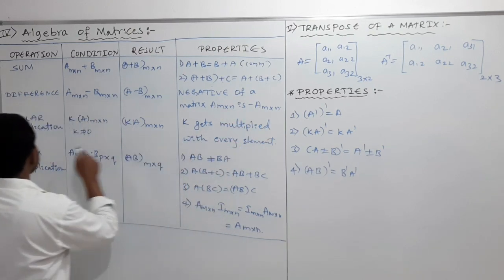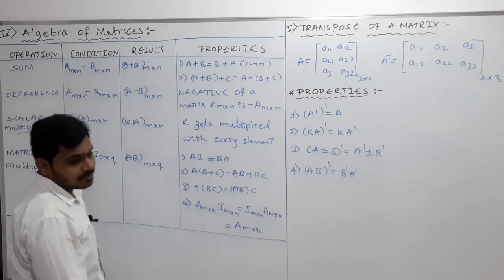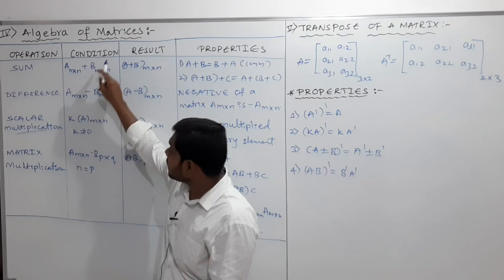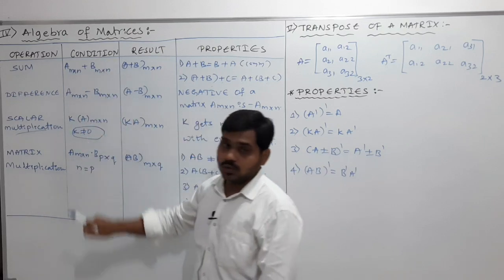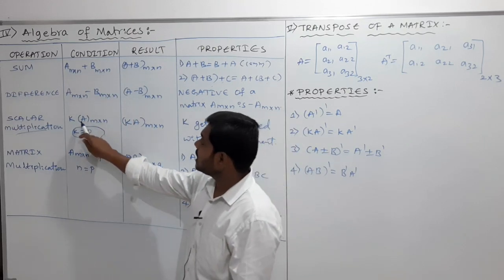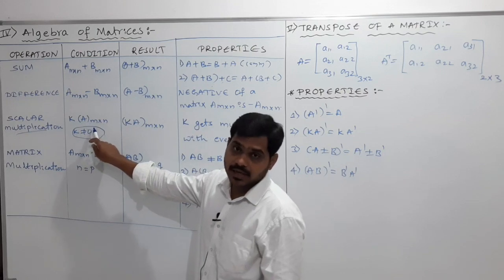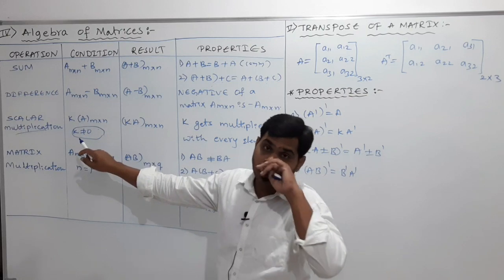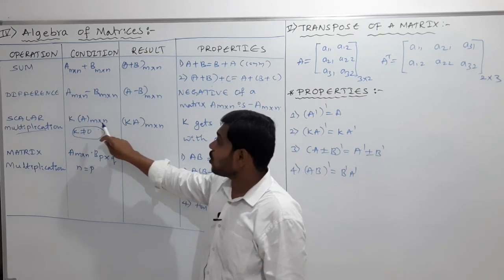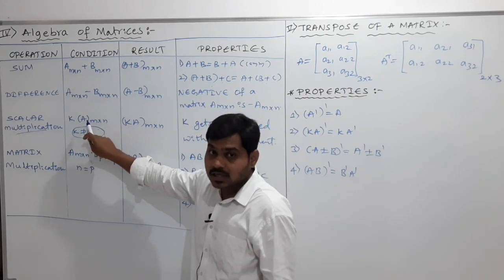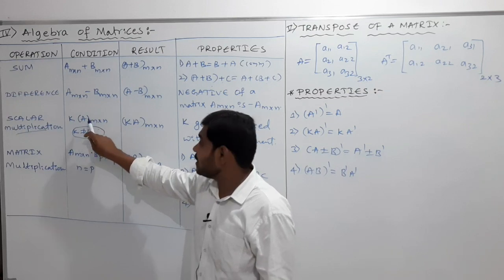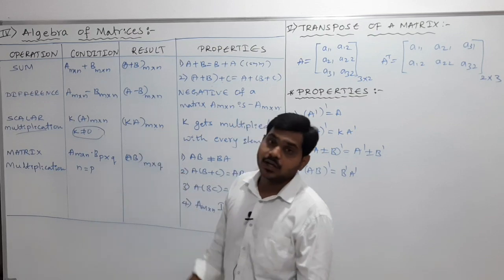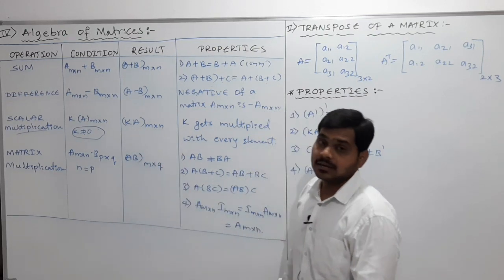Clear? And the next one is scalar multiplication. Scalar multiplication means you multiply the matrix by a constant, but the condition is that it should be non-zero. Clear? And how do we multiply a constant with a matrix of the order m cross n? This k may be any value other than 0. If you want to multiply it with the matrix A, you should multiply each element of the matrix A with k, and the resultant will be k into A. This is what we call scalar multiplication.